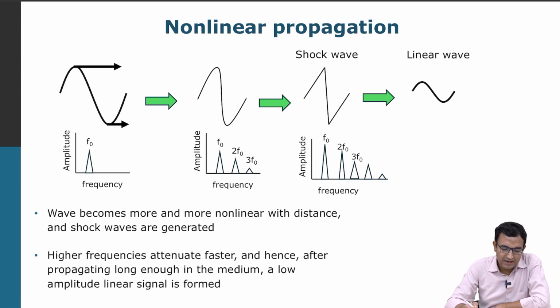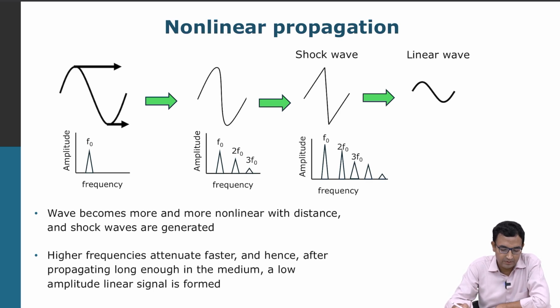Now in the extreme case, as the waveform starts getting distorted, you reach this waveform, which is called a shock wave. Shock, because there is a sudden change. You can see there is a very sharp transition here. Typically when we say a shock wave, that is what we mean, that there is a very drastic transition in the pressures.